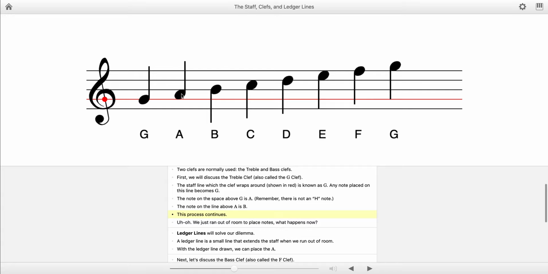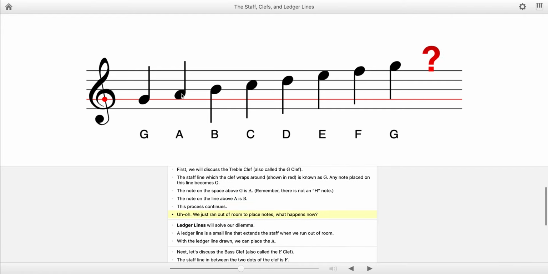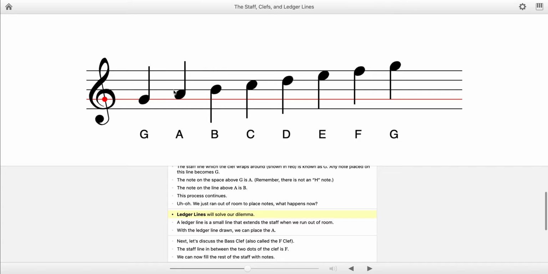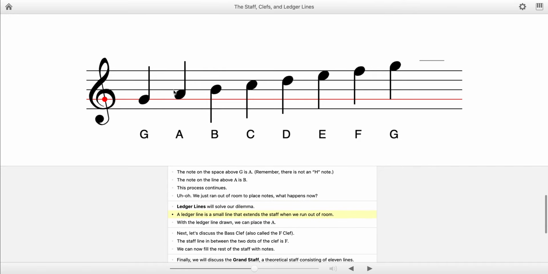Then it goes A, B, C, D, and then it just starts again. A, B, C, D, E, F, G, A, B, C, D, E, F, G. Okay? So the musical alphabet is much easier to learn than the regular alphabet because there's not as many letters. Now, we're going to come back to ledger lines in a minute. We're not going to talk about this now.